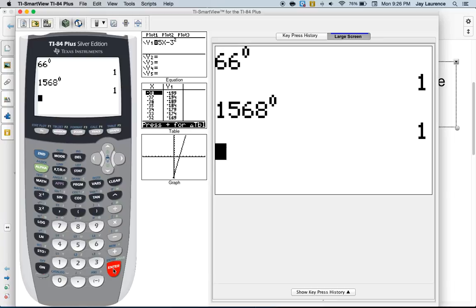Now, tell you what, just take a second. After I say this, pause the video and see if you can guess what 0 to the 0 power is. Okay?